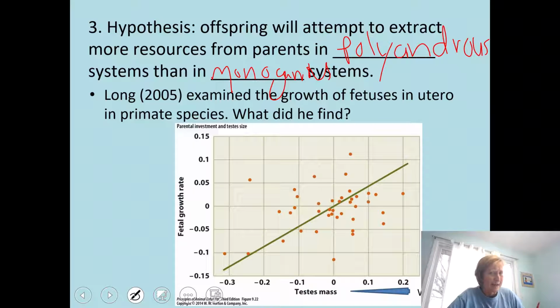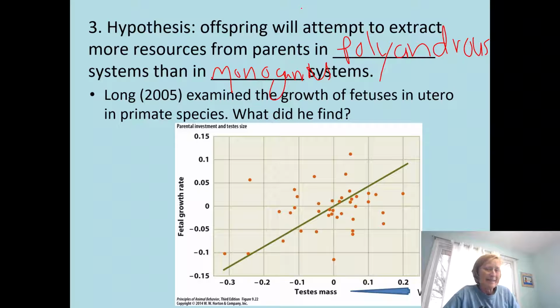And this is crazy how Long did it. Actually, I don't know if Long is a female or a male, but how Long did it. This person looked at testes size in the species that are being studied. Testes size strongly correlates with mating system in primates.